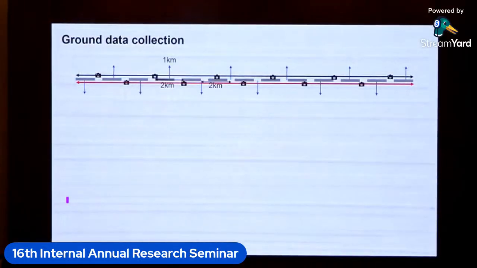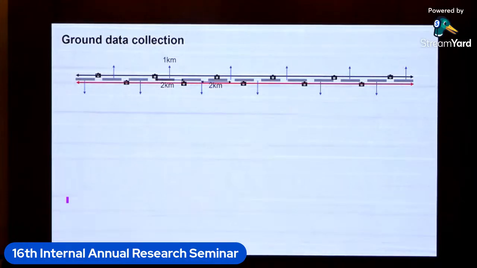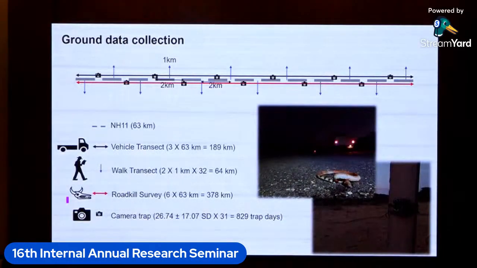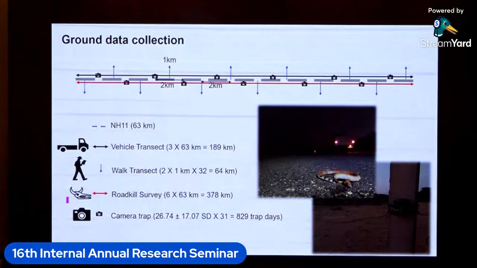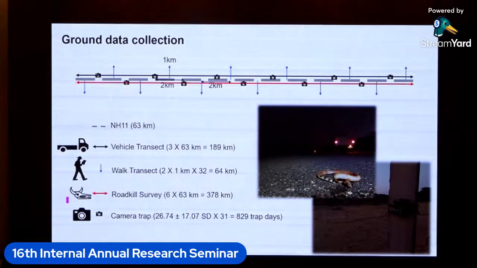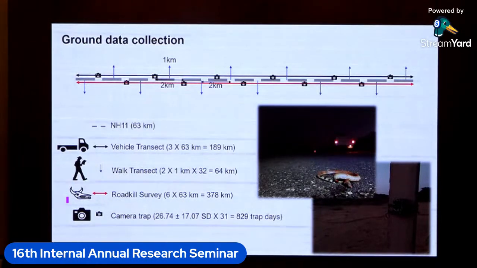As part of the ground data collection, we primarily followed 4 methods, which include 3 temporal replicates of vehicle transits across the road. Along with that, 1 kilometer walk transits in the perpendicular direction of the road, on either side of the road. So in total, we had 32 walk transits. We conducted 2 temporal replicates of the walk transits. Along with that, we had 6 temporal replicates of night roadkill surveys. And we also deployed 31 camera traps on either side of the road, keeping intervals of 2 kilometers between them.